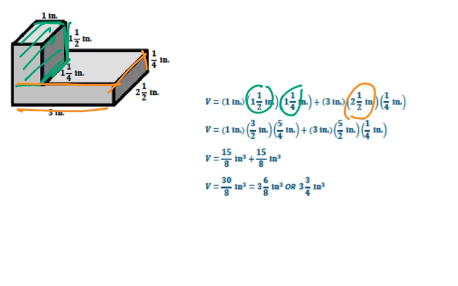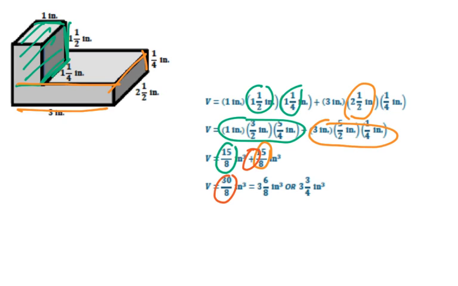Now we can multiply, and keeping in mind, of course, when we follow the order of operations, multiplication occurs before addition. So first, we're going to multiply these together, 1 times 3/2 times 5/4, and that gives me 15/8. And then we're going to multiply 3 times 5/2 times 1/4, and that also gives me 15/8. Now it's okay for me to add them. I'm on my last piece of work here, and so I end up with 30/8.